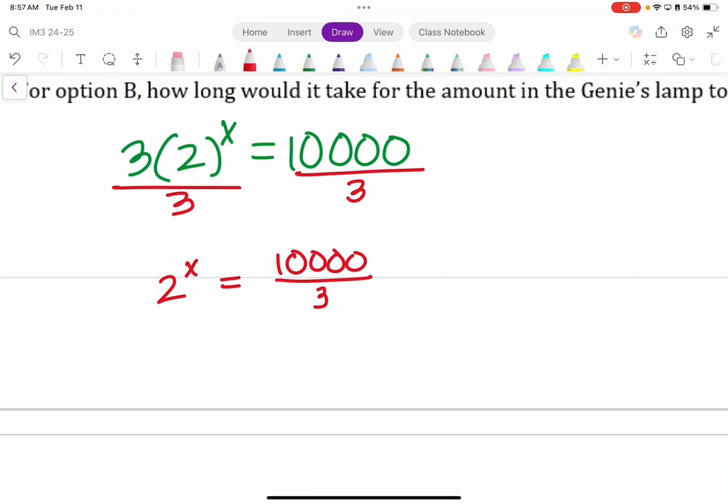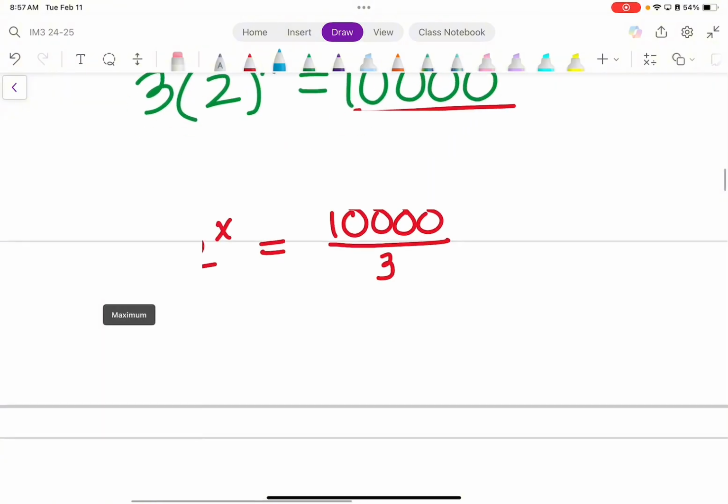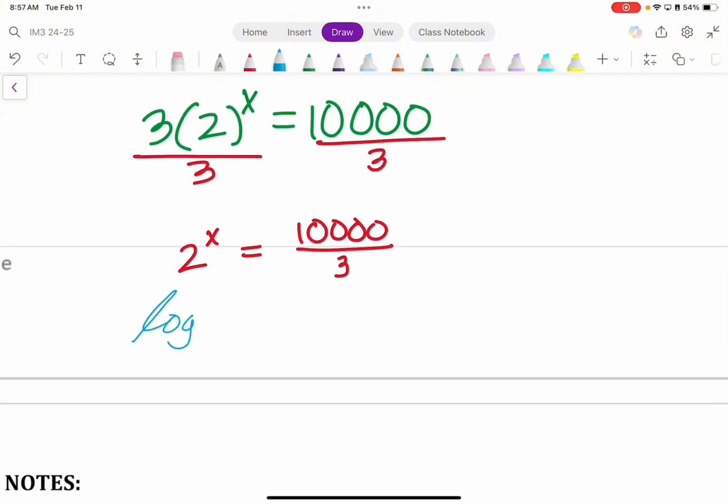To get x by itself, I would need to convert this from exponential to what kind of form? Logarithmic. How do I turn this into a logarithm? Well, you begin by writing log, and then hopefully you know how to identify your base. What is your base in this scenario? Log base what? Log base 2 of 10,000 over 3. And all of this is equal to x. So this is your exact answer.